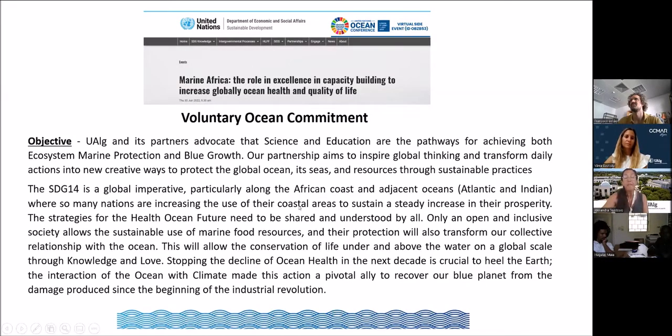For this voluntary ocean commitment the main objective is to advocate that science and education are the pathways for achieving marine ecosystem protection and blue growth, especially in Africa, in marine Africa, but also in all other parts of the world. And we would like our partnership to inspire global thinking and in fact create new ways to protect the global ocean, our seas, and also a sustainable exploitation of the resources.